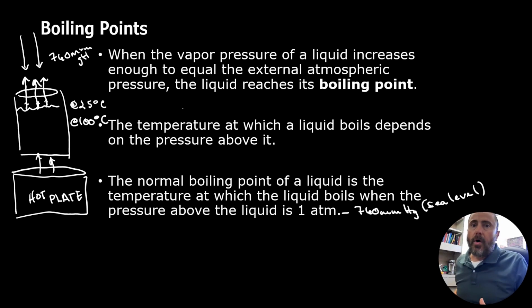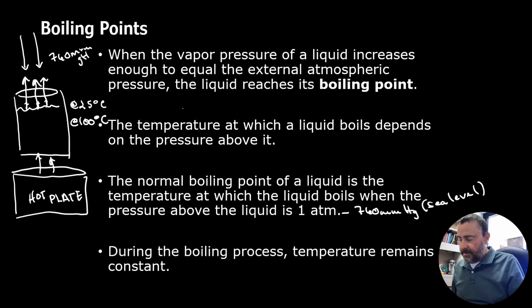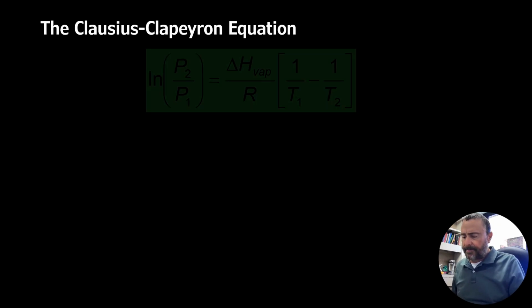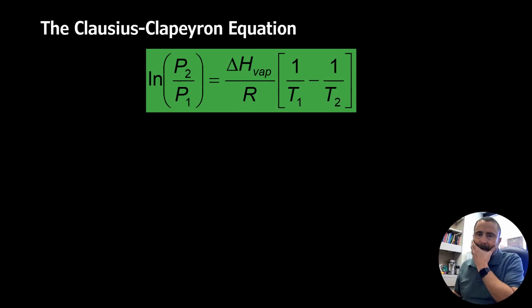Okay, now if you want to determine the temperature at which something boils, say in Colorado Springs versus at sea level, we can do that with something called the Clausius-Clapeyron equation. Here it is: the natural log of pressure 2 over pressure 1 is equal to the enthalpy of vaporization over R times 1 over T1 minus 1 over T2.